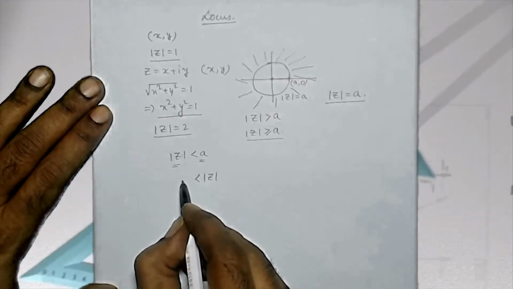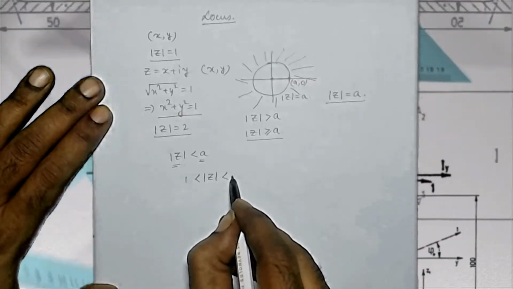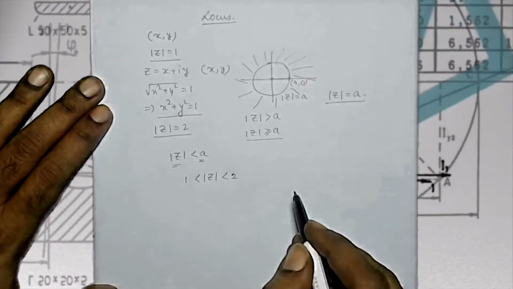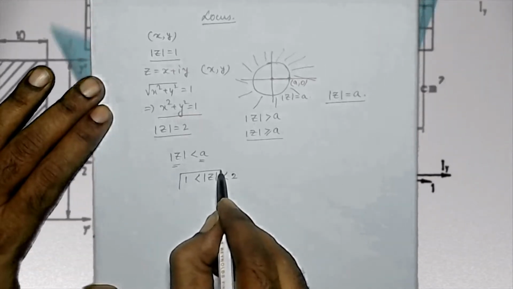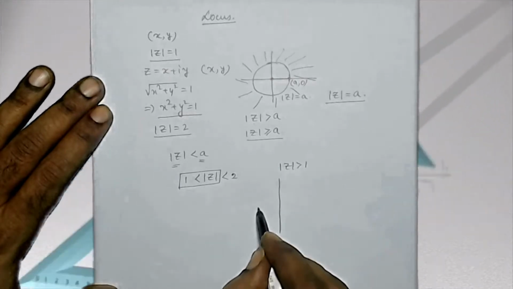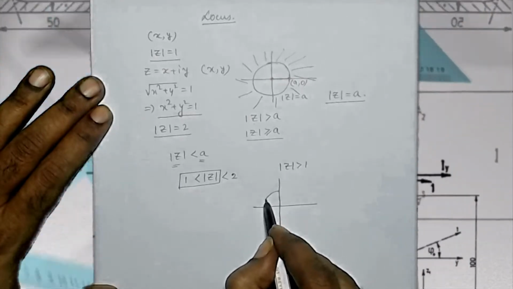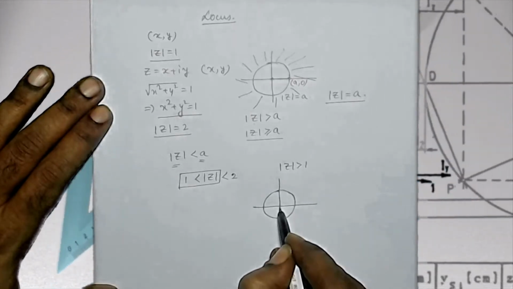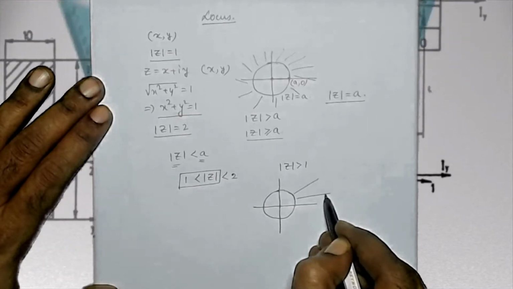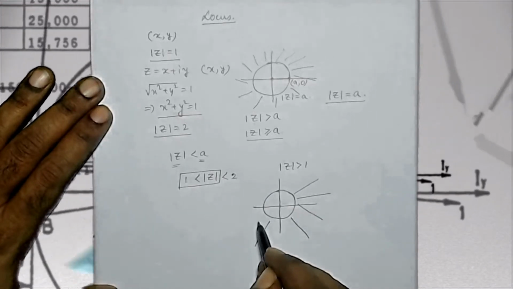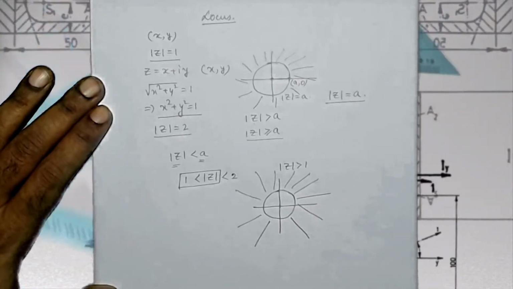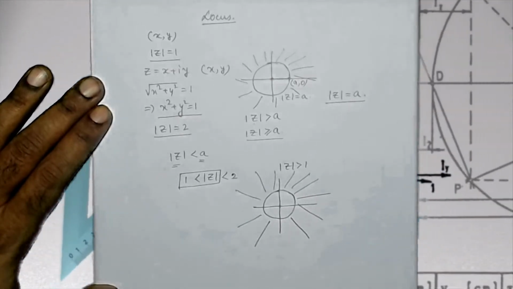Let us say mod z is greater than 1 and less than 2. In that case, what will happen? What will be the locus of z? First let us take this part. Mod z is greater than 1 means there is a circle whose center is at the origin and radius is 1 unit, and we are talking about all the region which is outside this circle. Yes or no? z is any point lying outside this circle, mod z equals 1.